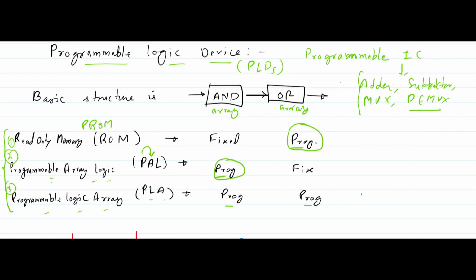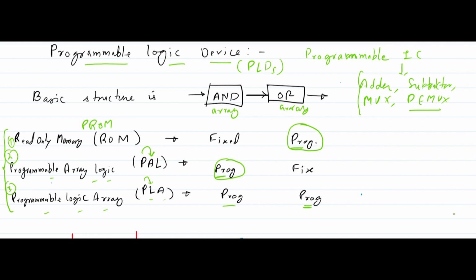PLA is programmable logic, so you can say programmable logic. Since logic is programmable, AND as well as OR both are programmable. And remember, the full form is not programmable and logic. The full form is programmable array logic. The trick I told you is for remembering which part is programmable and which part is fixed.